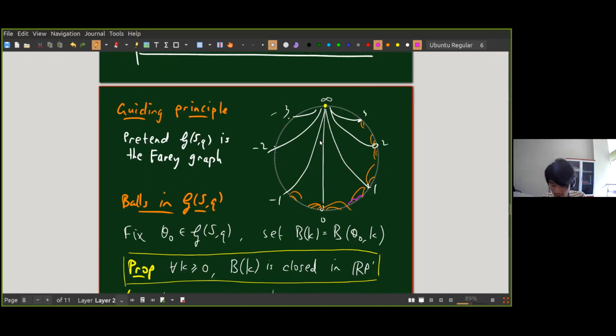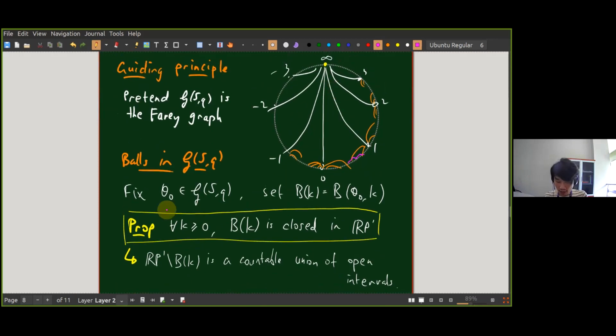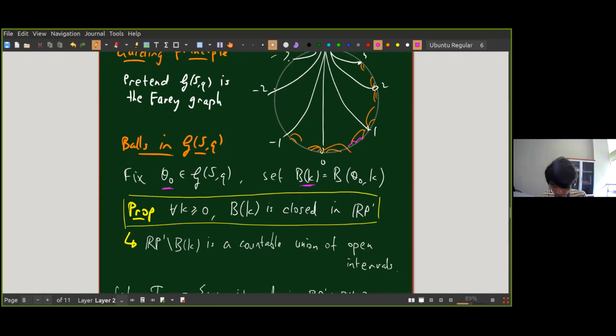So we can look at balls in the graph of slopes. Here I'm just going to pick some base point, I don't know which one, and I'm going to set B_k to be the radius k ball around that vertex. These results are going to be non-trivial, but they should remind you of what happens in the Farey graph. The ball is some set of vertices. If you consider this to be a subset of RP1, it's going to be closed. We've shown that this is a closed set. So it's closed and countable, which means it has measure 0. So the complement is going to be a nice union of open intervals. You don't have some dense set where you've got rationals or something. The complement is nice. It's going to be a countable union of open intervals.